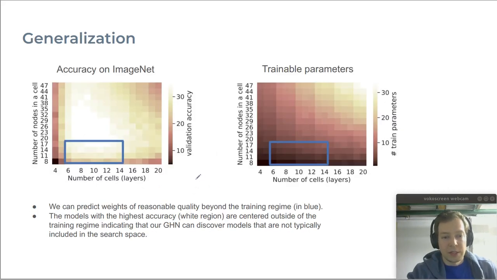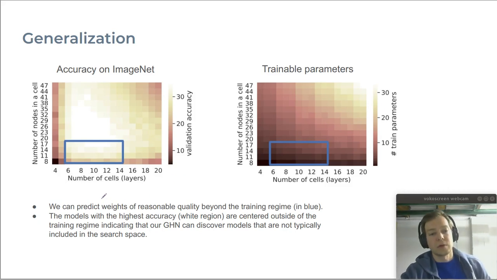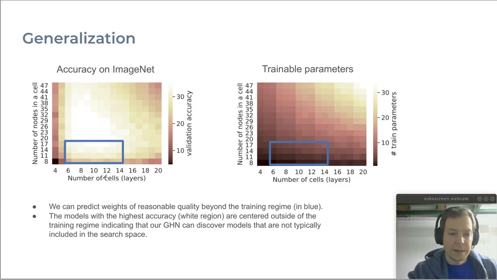Finally, we evaluated generalization abilities of our graph hypernetworks, and this is the training regime of our model, and we found that it can predict very good weights for models outside of the training regime, which indicates that we can search for strong architectures in a very large search space.